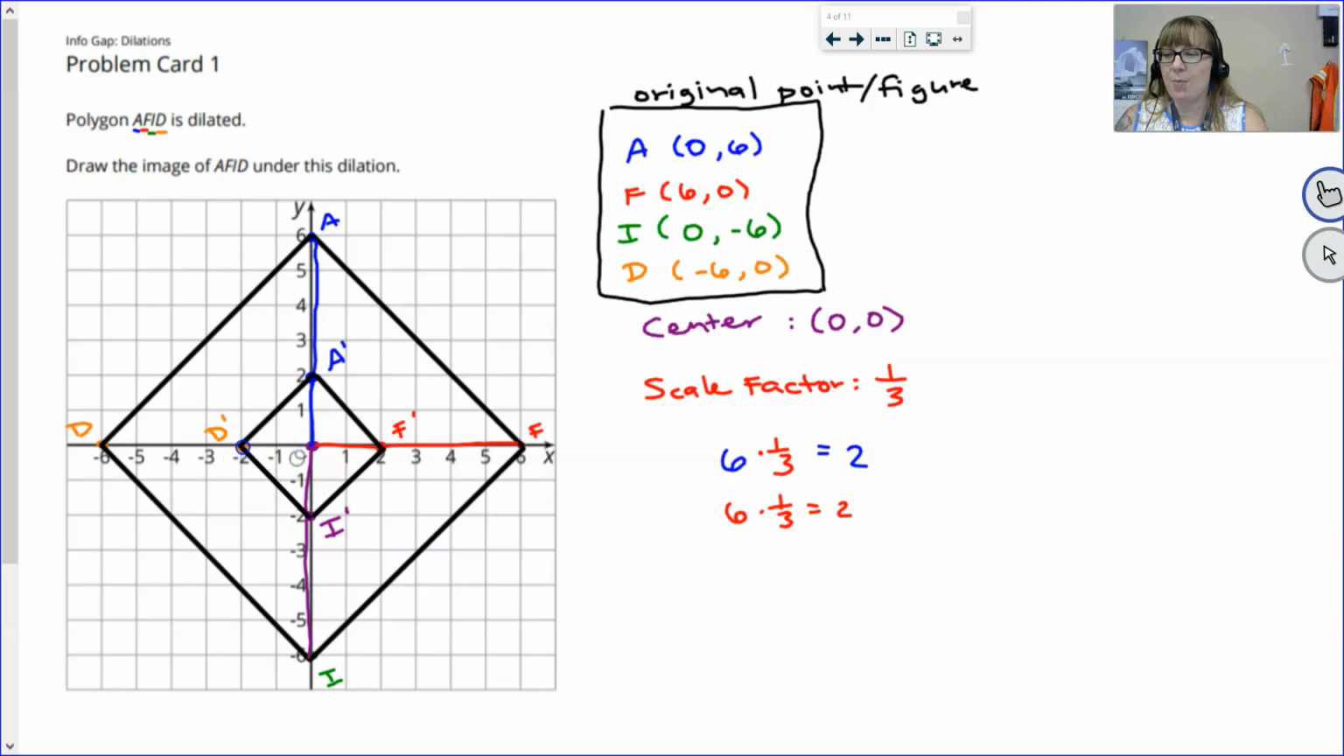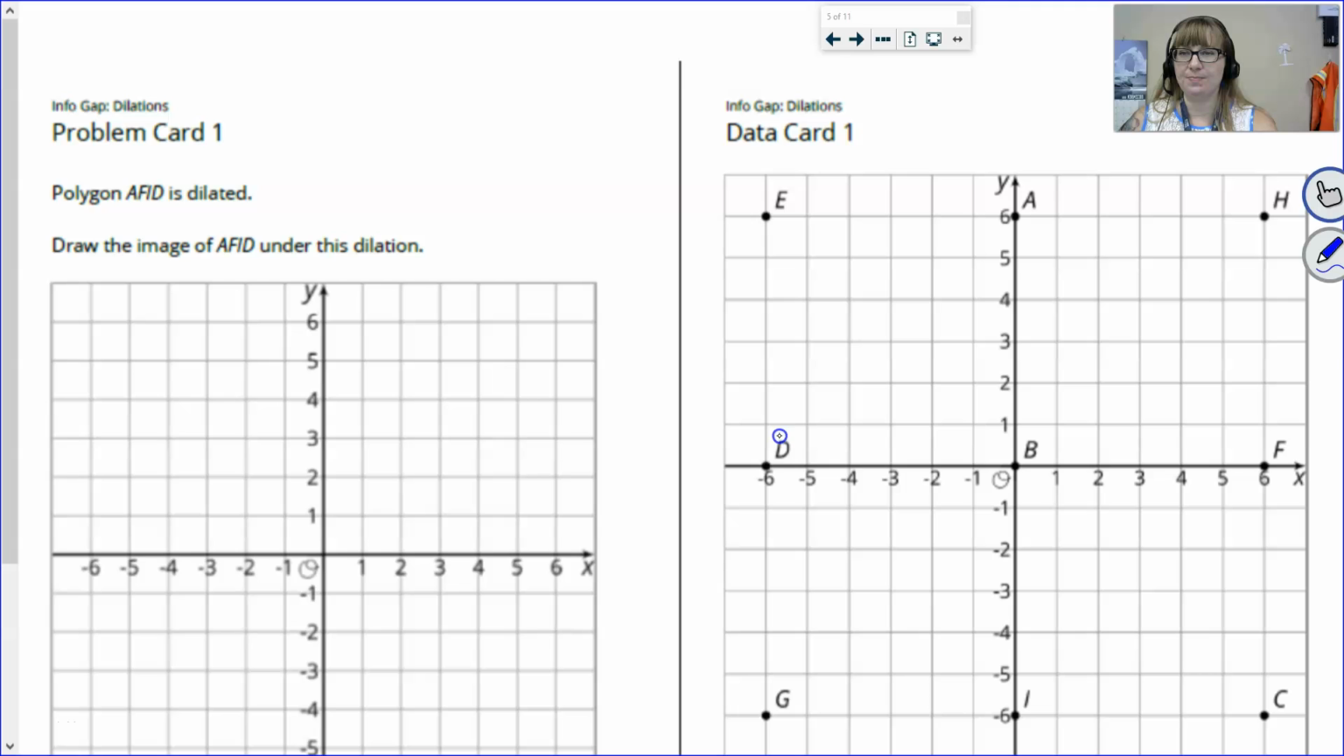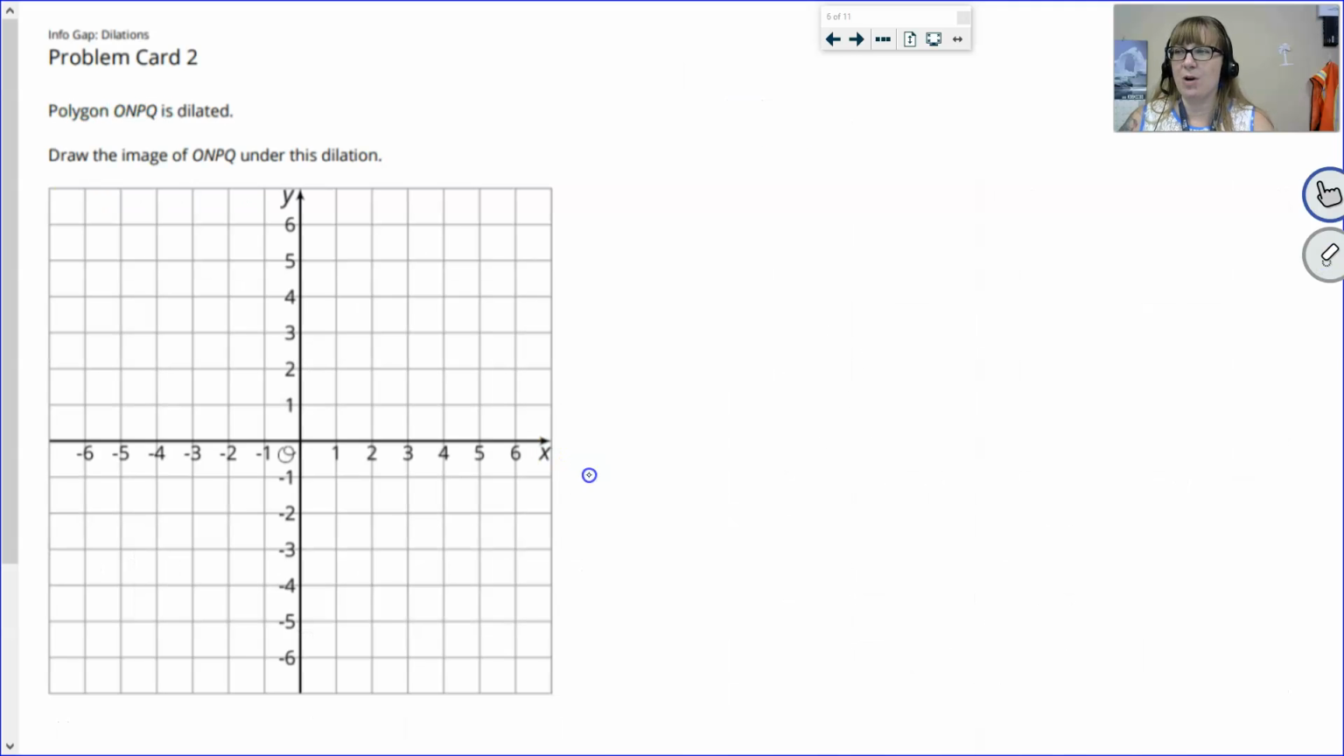So again, let's recap. What information did we need? The first questions that you needed to ask me were, where are these original points? Once we knew where those original points were, then we could start worrying about the dilation, like what is the center of dilation and what is the scale factor? Let's repeat this process. See, here is my data card. This is where I got my information. Let's repeat this process here with problem card 2.